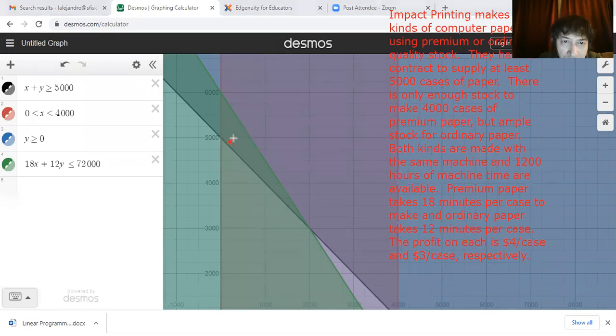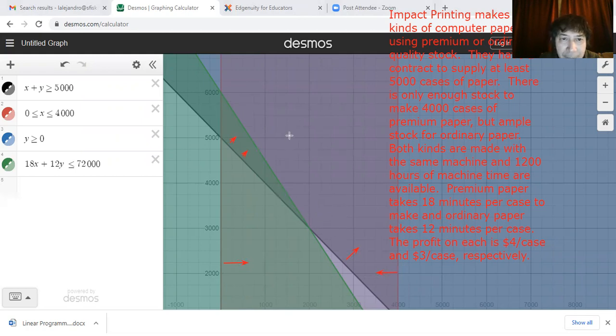This will have to be going there, like that, because this region is going there. It's supposed to be higher than 5,000. And then this boundary here is for the premium, and the entire triangle here is inside.